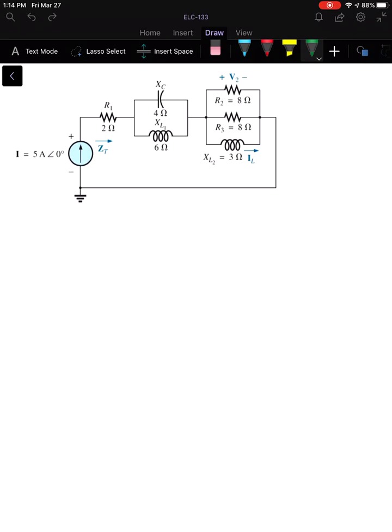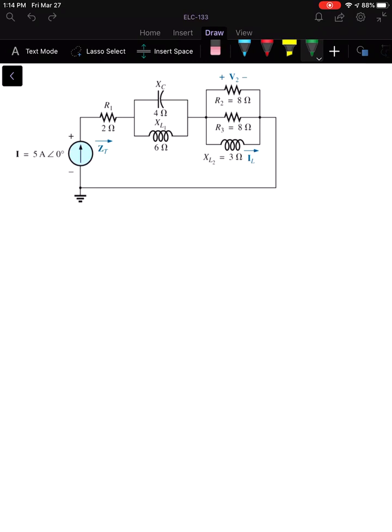In this circuit, we're looking at basically a series circuit with some parallel elements thrown in. And we're also using a current source this time instead of our voltage source. So let's take a look at this circuit and do some analysis with it.